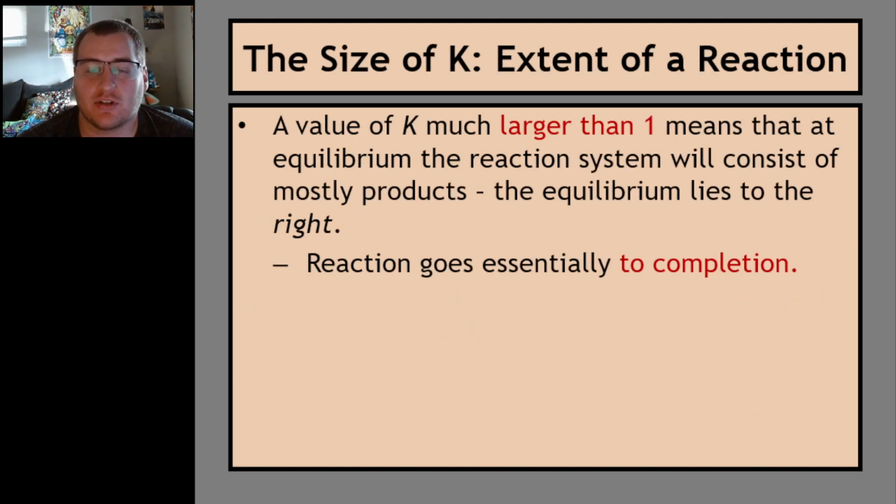This is what I was mentioning too early before. The size of K. A value of K much larger than 1 means that at equilibrium, the reaction system will consist of mostly products. The equilibrium lies to the right, and another way to say that is the reaction goes essentially to completion. K is a ratio of products to reactants. If K is a very large number, you have significantly more products than you do reactants.